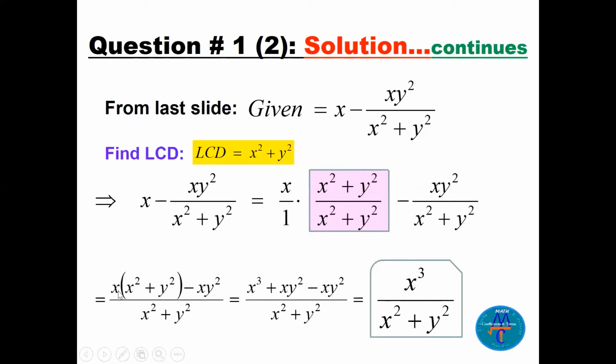Now this is x cubed plus xy squared, and there is a minus xy squared waiting, which would be cancelled. Final answer, x cubed over x squared plus y squared. Never think to cancel x squared here, never, because of the plus.